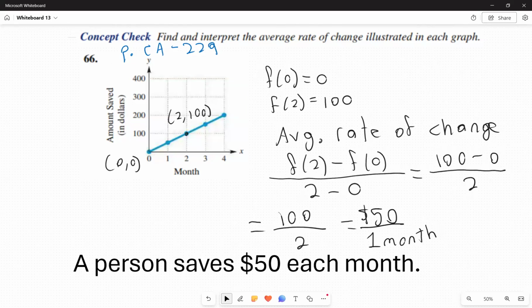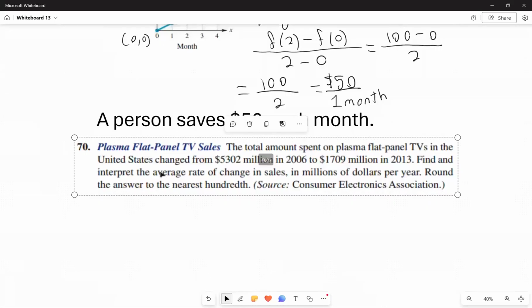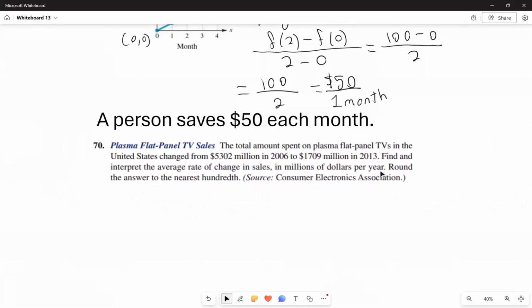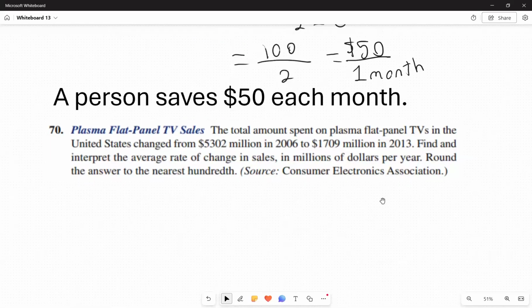Next example. On the same page, number 70, we are going to use the average rate of change to answer the question. The total amount spent on plasma flat panel TVs in the United States changed from 5,302 million in 2006 to 1,709 million in 2013. Find and interpret the average rate of change in sales in millions of dollars per year, and round the answer to the nearest hundredth, that is, to 2 decimal places.